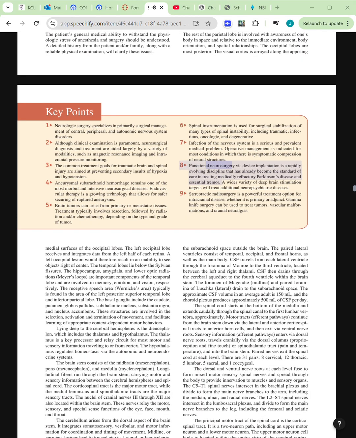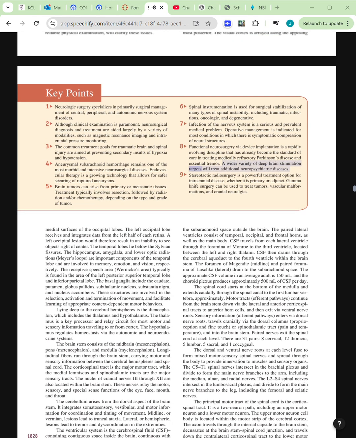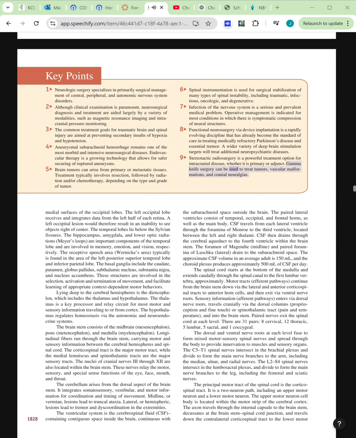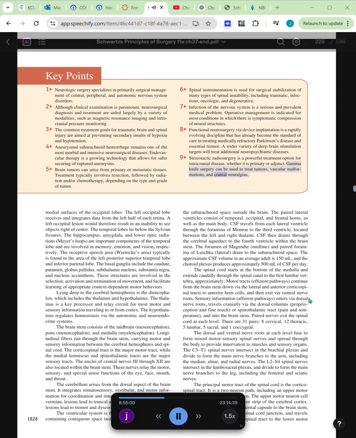8. Functional neurosurgery via device implantation is a rapidly evolving discipline that has already become the standard of care in treating medically refractory Parkinson's disease and essential tremor. A wider variety of deep brain stimulation targets will treat additional neuropsychiatric diseases. 9. Stereotactic radiosurgery is a powerful treatment option for intracranial disease, whether it is primary or adjunct. Gamma knife surgery can be used to treat tumors, vascular malformations, and cranial neuralgias.